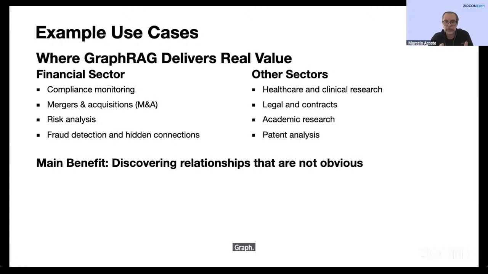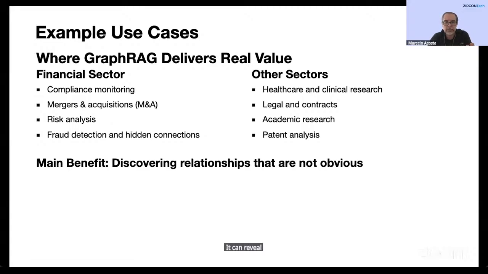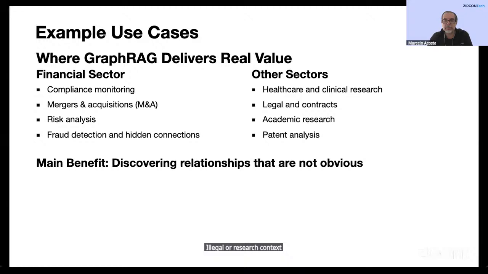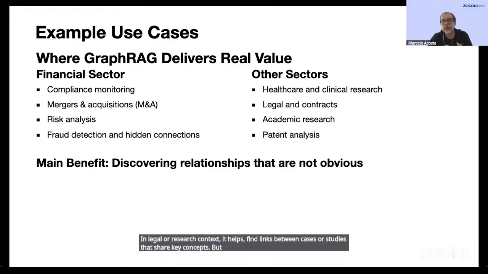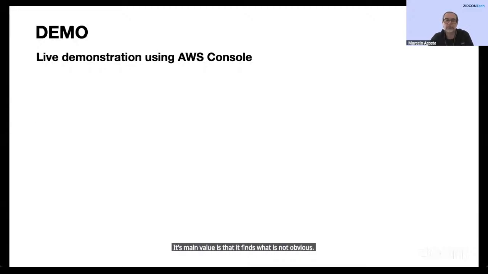GraphRAG is useful wherever we need to connect data points that are not clearly related. For example, in finance, it can reveal hidden relationships between companies or people involved in transactions. In legal or research contexts, it helps find links between cases or studies that share key concepts but can use different words. Its main value is that it finds what is not obvious. Now we are going to see this in action.